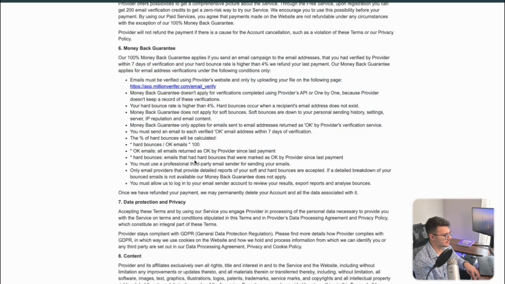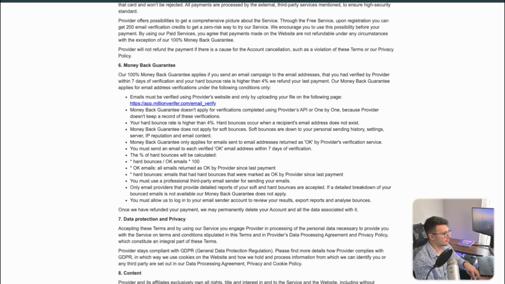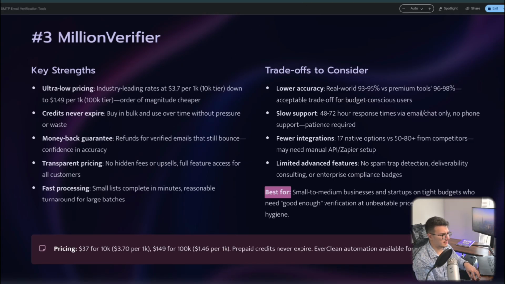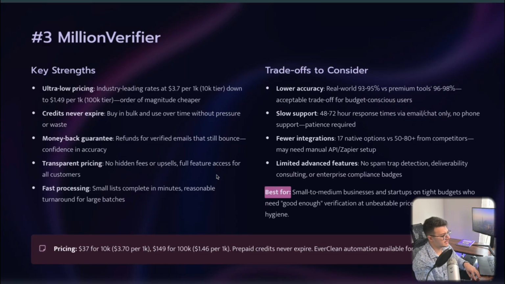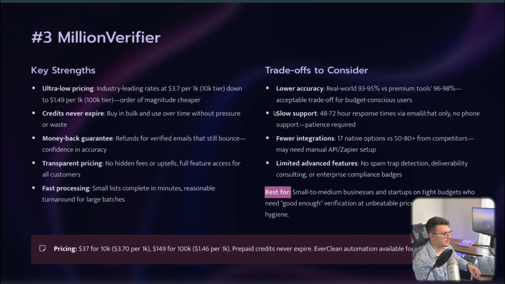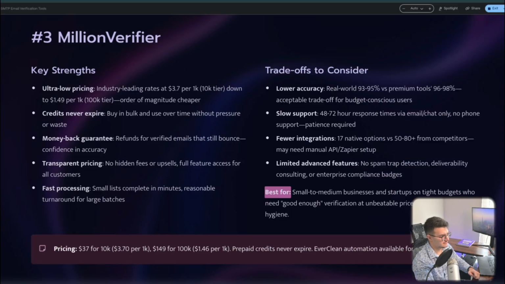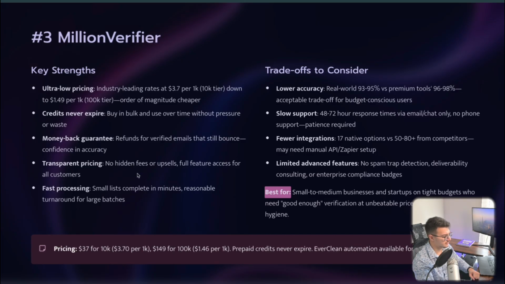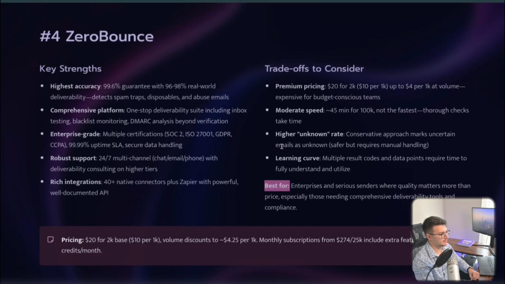So they do have their other stipulations down here, but ultimately you have that safety net just in case, right? Which I've never really had to come to that, but that's just in case. Now, transparent pricing. There's no hidden fees and you have full access of everything. Now, again, the trade-offs to consider is you do have slightly lower accuracy, you will have slower support, you'll have the fewest level of integrations, and limited advanced features. So they have no other additional tools, right? So depending on your use case, that could be a make or break for you.